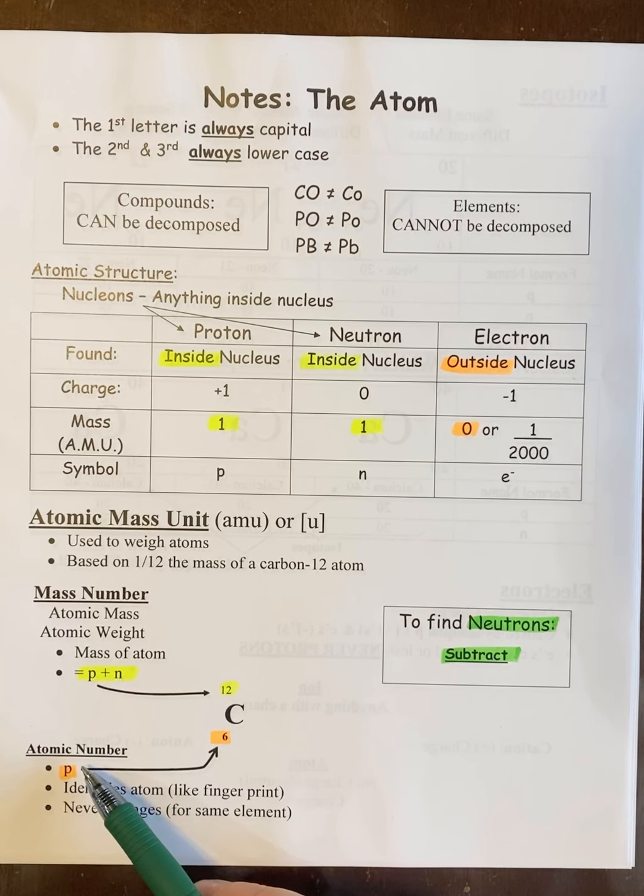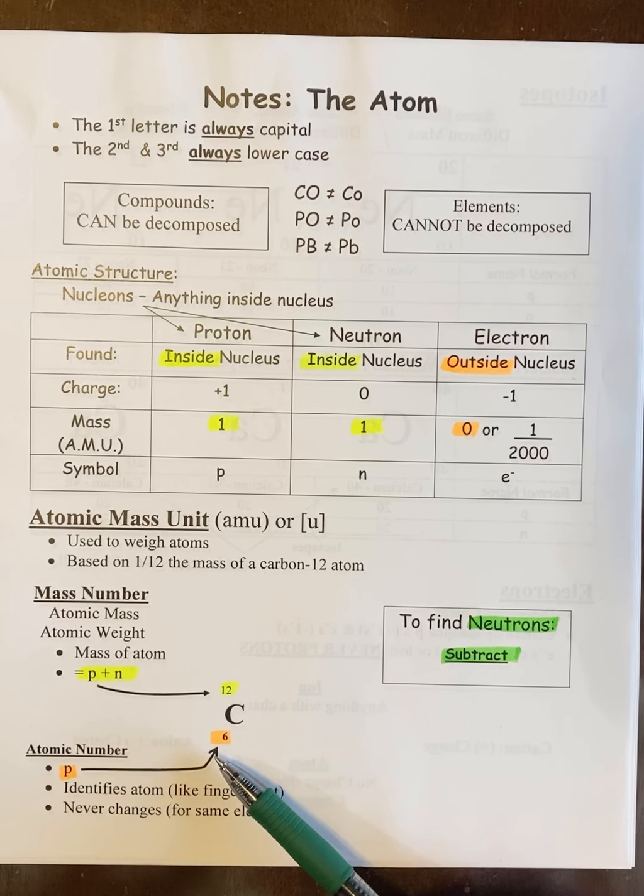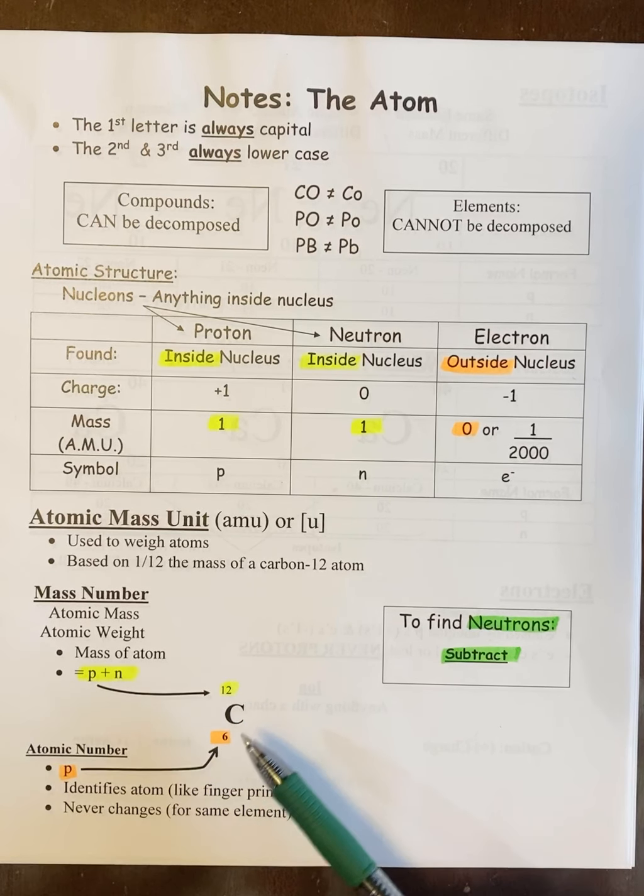Bottom number, that's called the atomic number. It represents the protons alone. It identifies the atom, just like a fingerprint or DNA, and it never changes for the same element. In other words, carbon will always have a 6 in the bottom left. If it does not have a 6 in the bottom left, it is not carbon. If it's a number other than 6, then it can never be carbon. So the bottom left number is what identifies it.